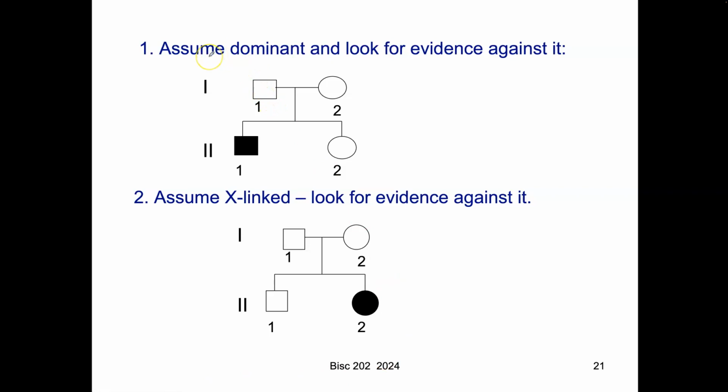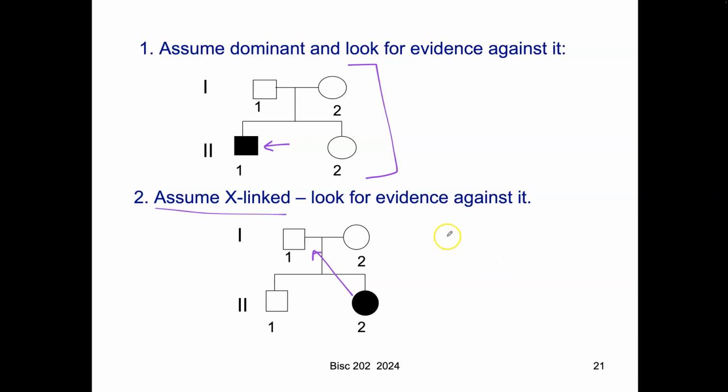Okay, so assume it's dominant and then look for evidence against it. This is the kind of evidence we're talking about: unaffected parents who have an affected child. Then assume it's on the X chromosome and look for evidence against it. This is a good example. This is evidence against X linkage because the daughter is homozygous for the condition. Father is not passing on that mutant allele, and he would be showing it if he had it because he only has one X.